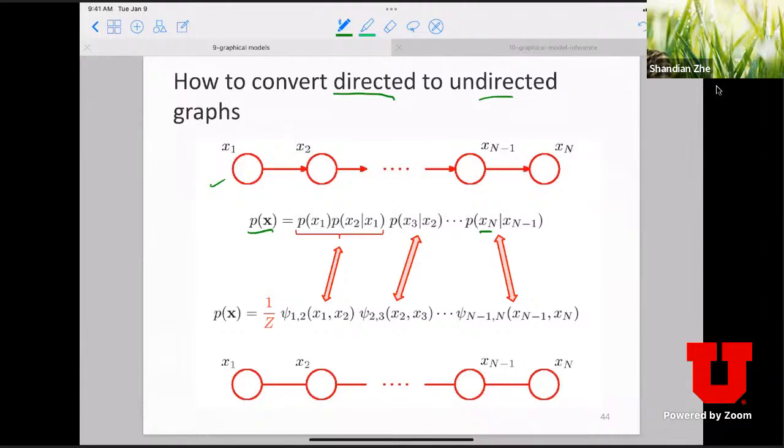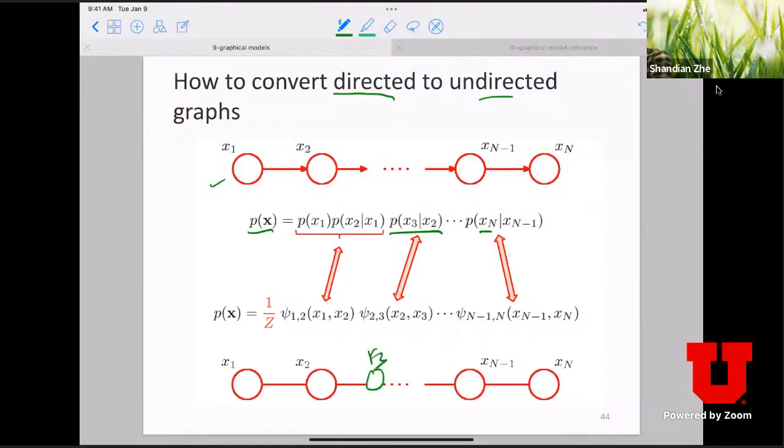So first, P of x1 and P of x2 given x1, that means x1 and x2 are coupled. So we should have an edge between x1 and x2. Okay? And similarly, we know that from P of x3 given x2, x2 and x3 are coupled. So there must be an edge between x2 and x3.